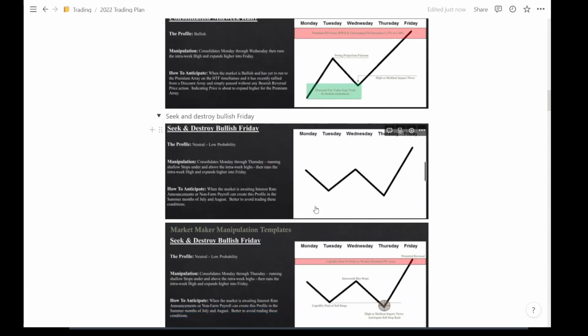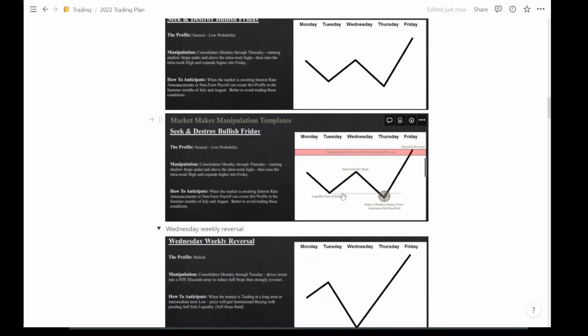I don't like seek and destroy. You don't want to take a one shot one kill during seek and destroy. But if at all you would, you'll be looking to take the trade on Thursday, not Monday, Tuesday, or Wednesday, because usually price would be forming some kind of zigzag pattern for that week. So you want to avoid taking one shot one kill when you see this profile is unfolding, and you tend to know when it will unfold.